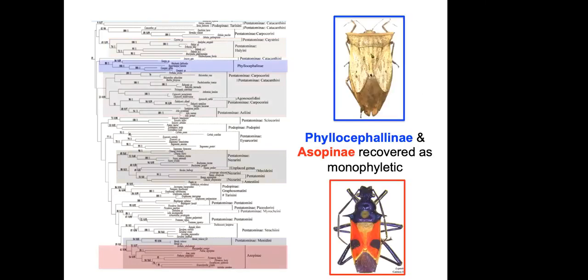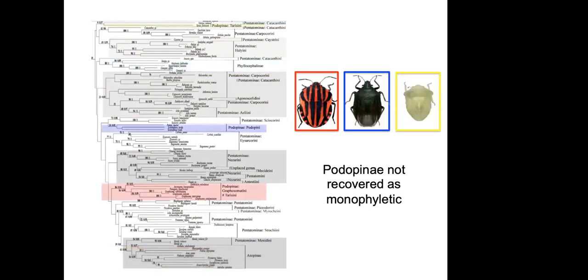So in the first case, we can say that phyllocephalines and asopines are monophyletic with the amount of taxa that we included in the analysis. But on the other side, podopines were not recovered as monophyletic. These results were already stated by previous results, where podopines did not cluster together in a monophyletic group. However, in this case, by including more data, we could clearly see this differentiation.